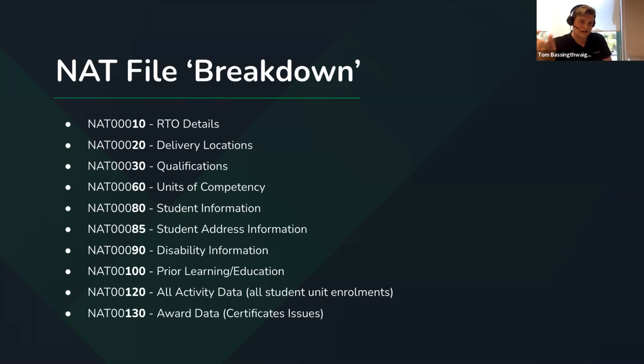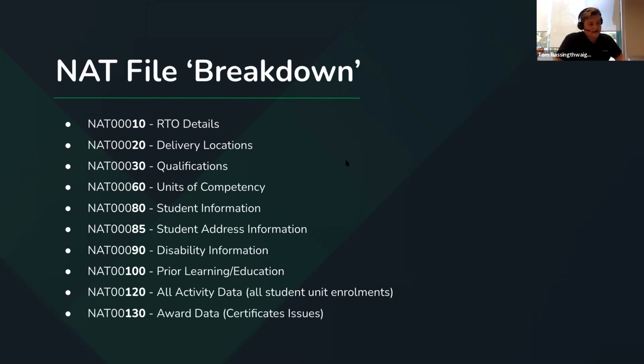So if there's a particular problem with a student's enrollment, it's not going to tell you, oh, hey, there's a problem with this class. It's going to say, there's a problem with this specific student in this specific unit of competency enrollment. So you'll know, and aXcelerate will even link you to that unit of competency, and you can go in and amend the error. And finally, the NAT 130 has any award data, so certificates that you've issued and the corresponding certificate number.